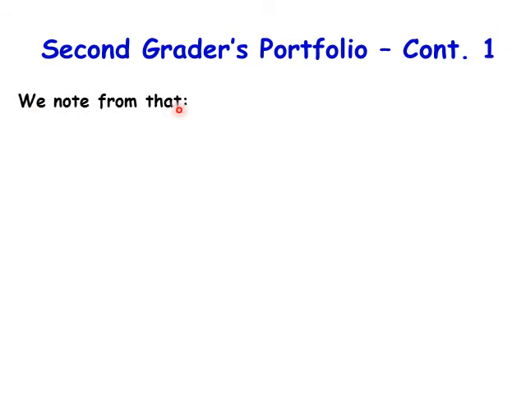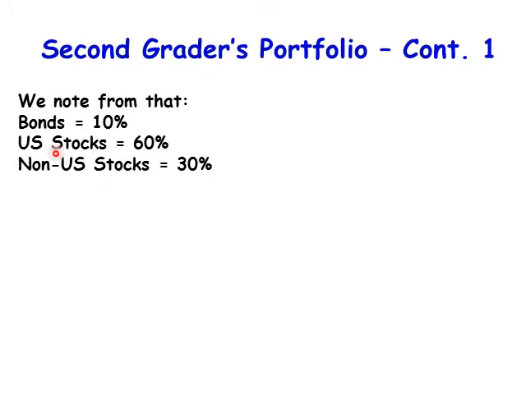Let's continue here. We note from the portfolio the bonds are 10%. That's the income portion of the portfolio. US stocks are 60%, so the domestic allocation is 60% and the international allocation is 30%. From that we know US is 60%, non-US is 30%. The ratio of US to non-US is 2 to 1, so the allocation to US is twice as much as the allocation to non-US.